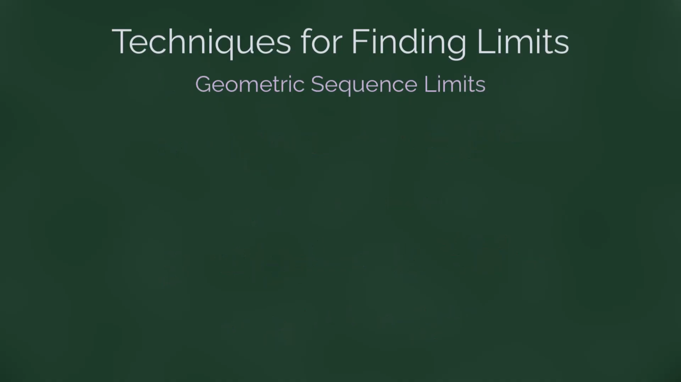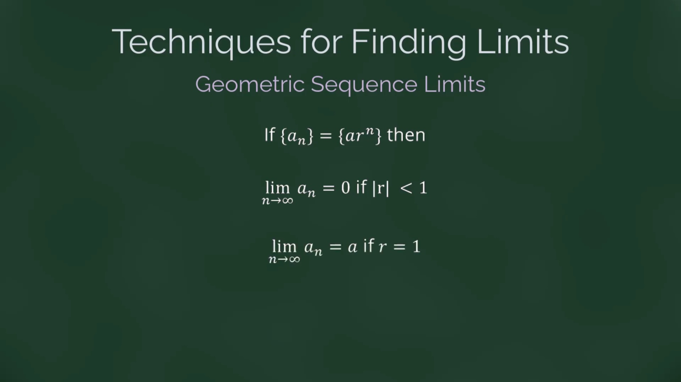We have a rule for evaluating limits when our sequence is geometric. In particular, if our sequence a sub n is of the form some constant a times r to the n, then the limit as n goes to infinity of that sequence is going to be 0 if the absolute value of r is less than 1. If r equals 1, then the entire sequence is just the sequence a, comma a, comma a, and so on and so forth. So the limit as n goes to infinity of that sequence would be a.